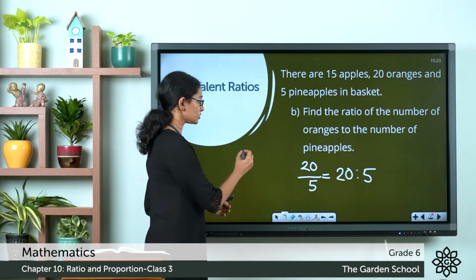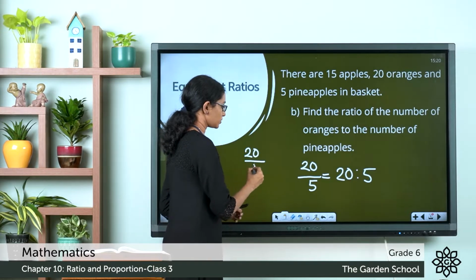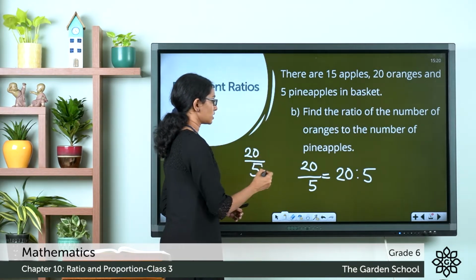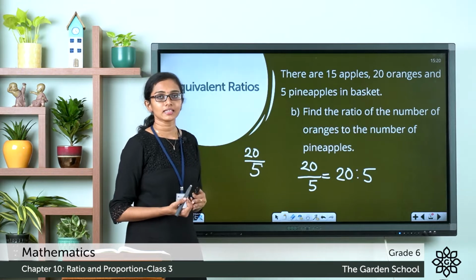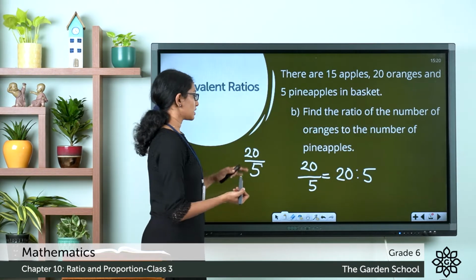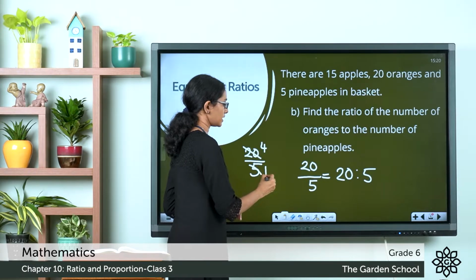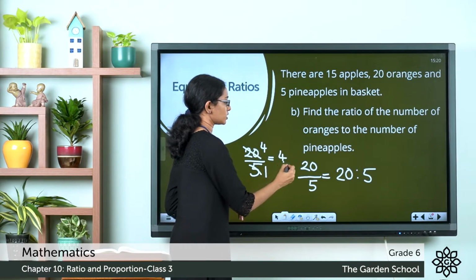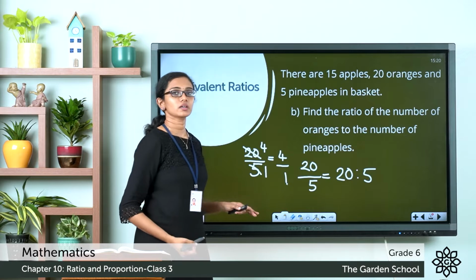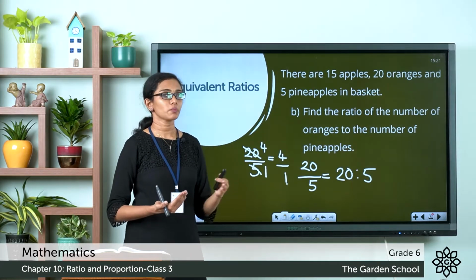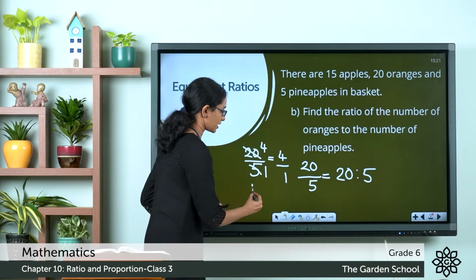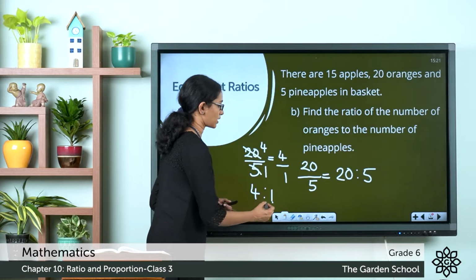So how can we reduce 20 by 5 to its simplest form? If you divide both the numerator and the denominator with the number 5, you will get 4 here and here it will be 1. So this becomes equal to 4 by 1. And when you express 4 by 1 as a ratio, we have to write 4 is to 1.